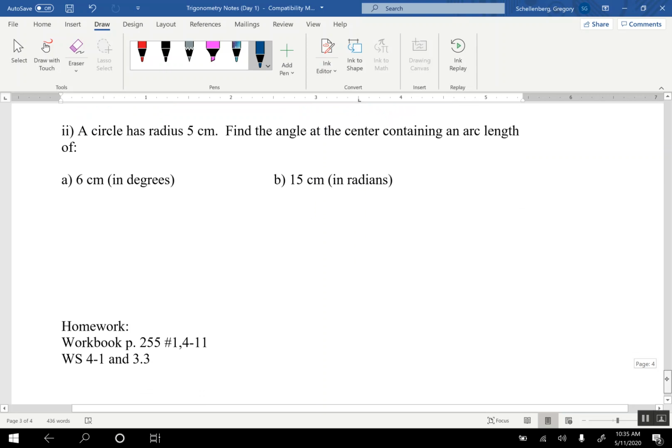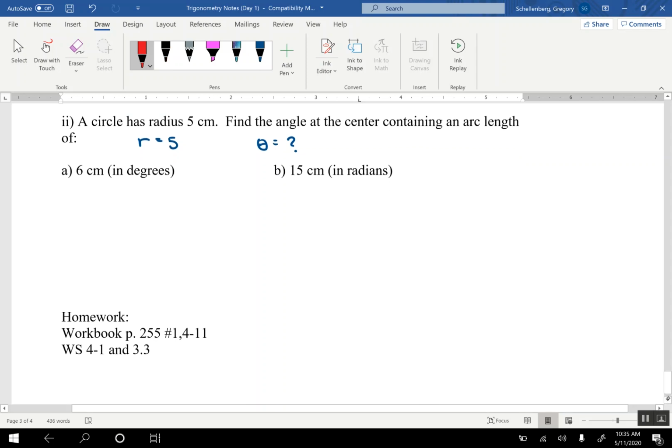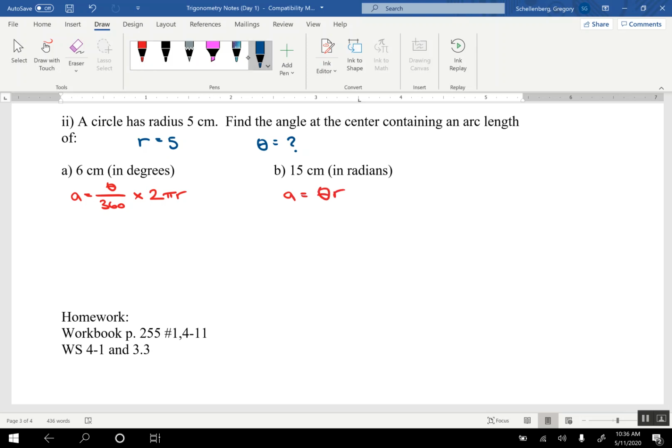And the last two here. A circle has a radius of 5 centimeters, so r is equal to 5. Find the angle at the center containing an arc length. So this time theta is our unknown. The first one, we are looking for theta in degrees. So here's our formula again: theta divided by 360 times 2 times pi times the radius. And the second one, we're looking for theta in radians. So arc length is equal to theta r.